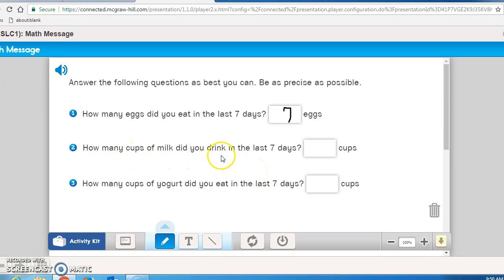How many cups of milk did you drink in the last 7 days? Well, I drink 2 glasses of milk a day, so 2 times 7 is 14. Figure out how many cups of milk you drink and write your answer on your sheet. How many cups of yogurt did you eat in the last 7 days? Well, I normally eat a container of yogurt a day, but I'm not always perfect at doing that. So I'm going to say on average, I probably average 4 cups of yogurt in 7 days. You do yours on your sheet.